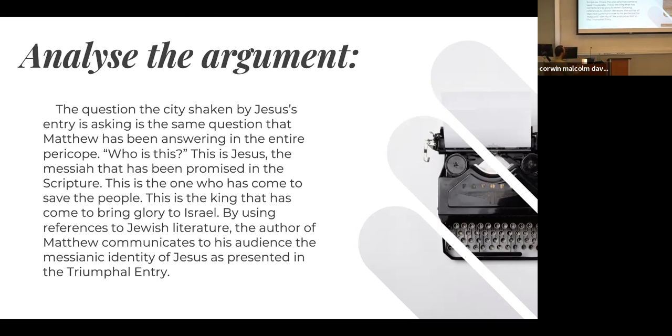Why does it matter? We don't get anything of why this is important, except for the fact of, I guess, being right. But why would it matter, particularly to the audience here, that Matthew communicates Jesus as being predicted through the Hebrew text, or connecting Jesus' arrival to Jewish literature? What does that do, if anything?